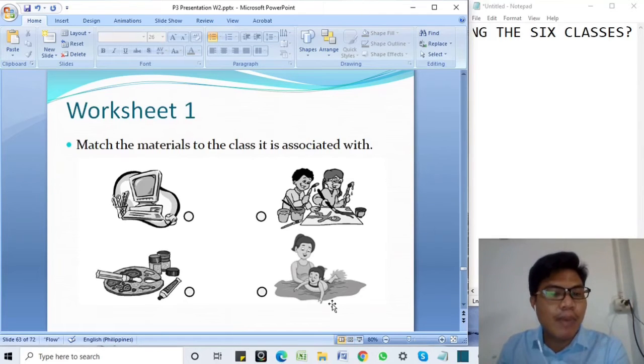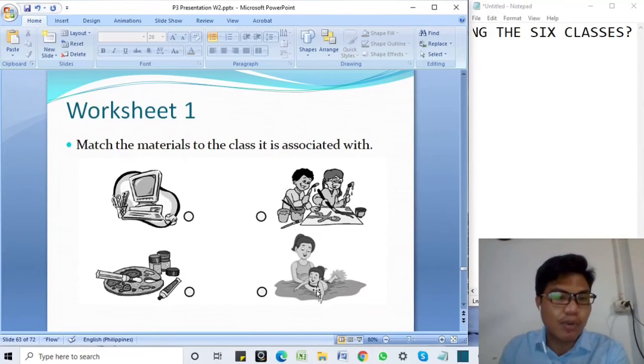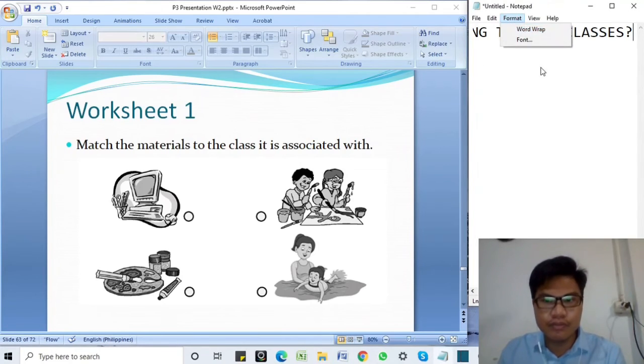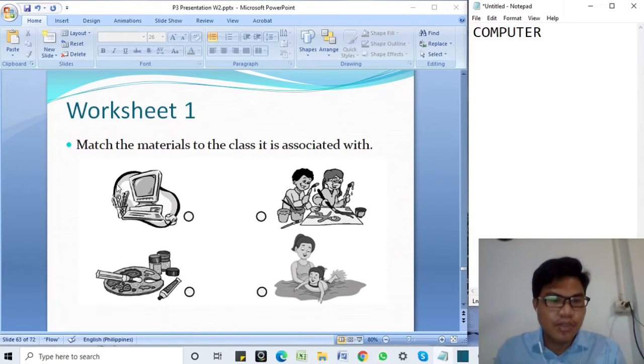So maybe I could give you an example. Let's try to answer this first. This is the tool for, what do you think? Do you know what this is? This is a computer. Now you are going to match this photo, which is a photo of a computer, to which class it is associated with on this side.